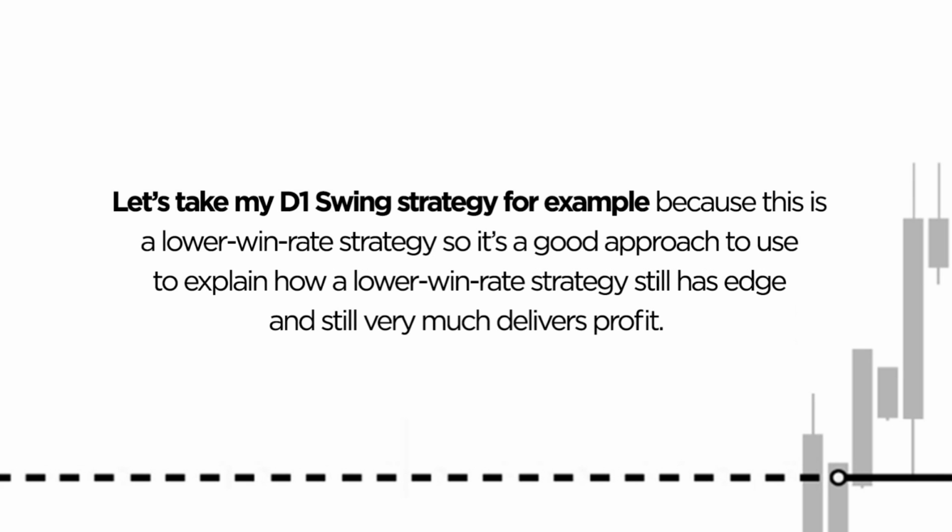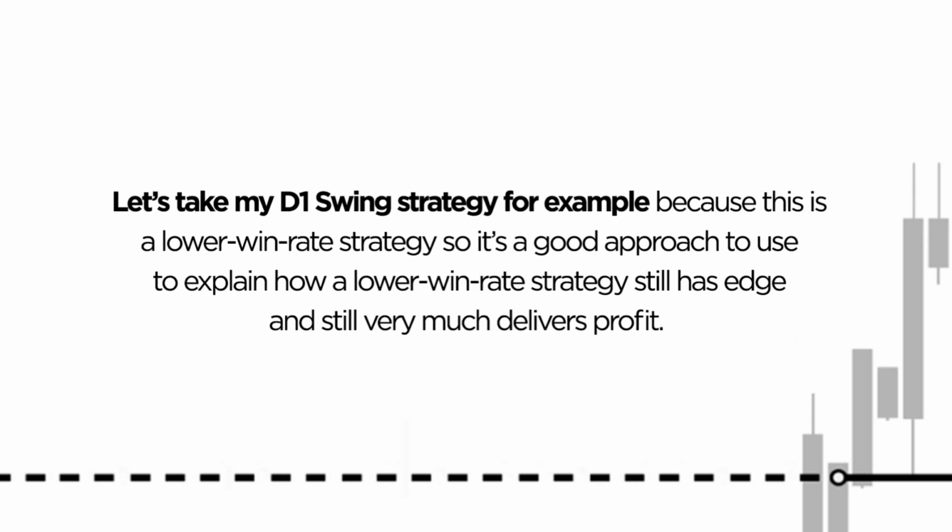Let's take my D1 swing strategy, for example, because this is a lower win rate strategy, so it's a good approach to use to explain how a lower win rate strategy still has edge and still very much delivers profit. My average loss by the strategy is roughly 0.6R. So if I risk £10 on each trade, I typically lose around £6 if I'm wrong, and my average win is around the 6R mark. So again, risking £10 on each trade, I typically win around £60 if I'm right.